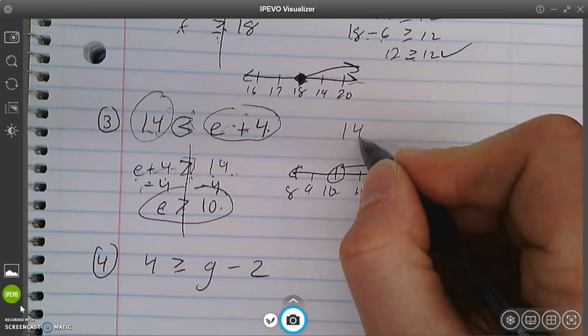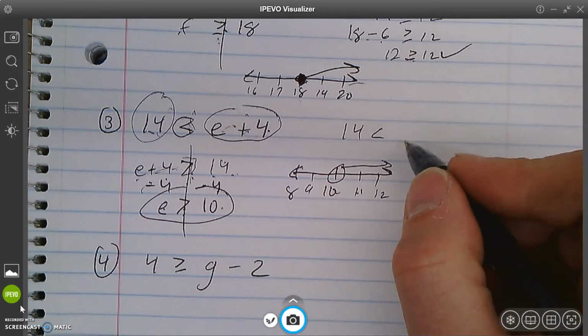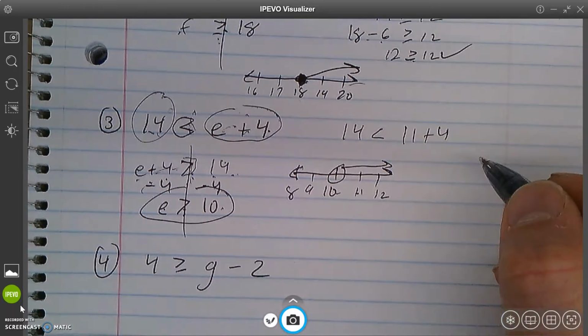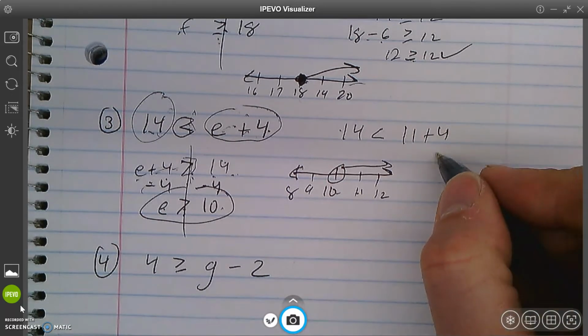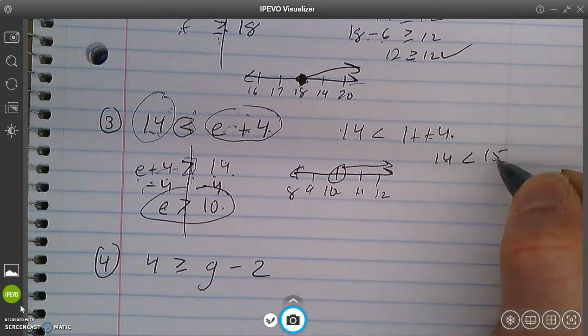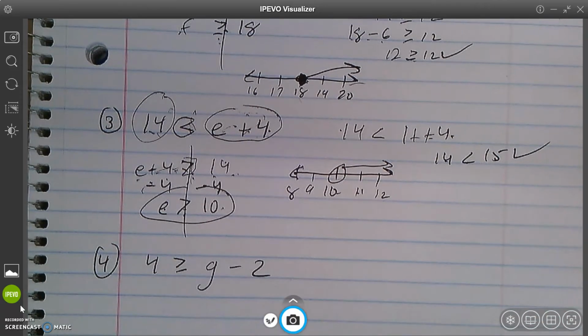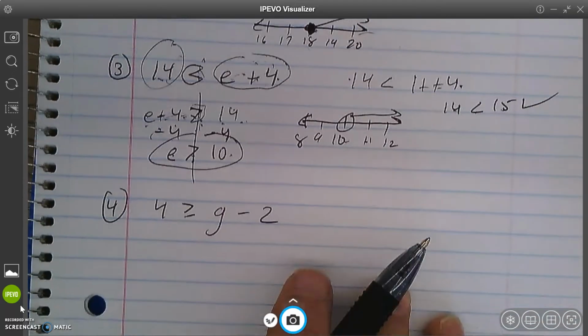14 is less than 11 plus 4. Is that true? 14 is less than 11 plus 4, which is 15. Yeah, 14 is less than 15. That works. Good. So I could plug it in here, or I could have plugged in there. I get the same answer. Cool. All right, now number 4, you try it.